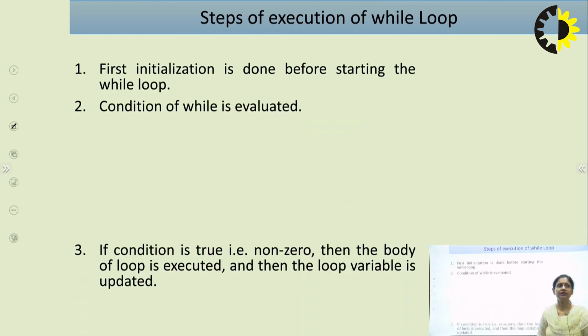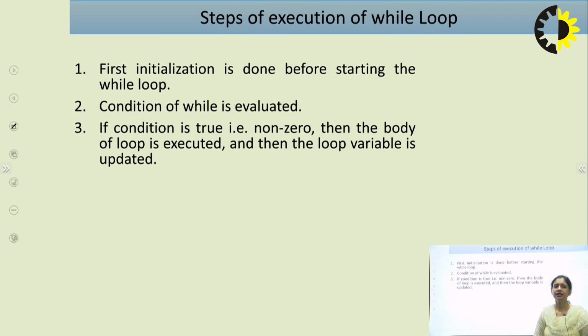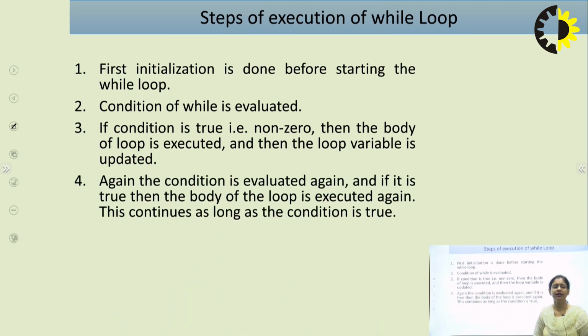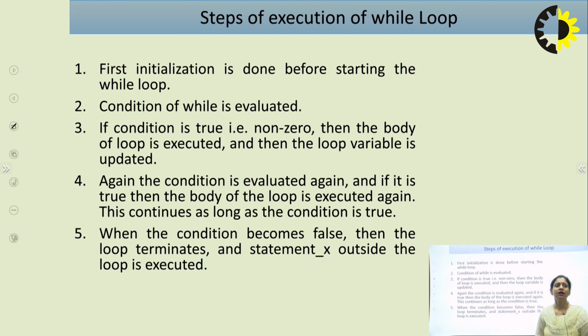So, the steps of execution. First, the initialization is done, and the condition is checked. If the condition is true, then the body of the loop is executed and the loop variable is updated. Again, the condition is evaluated till the time the condition is true. When the condition becomes false, the loop terminates and the statement X, that is outside the loop, is executed.